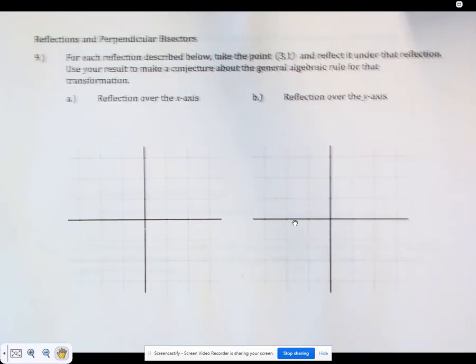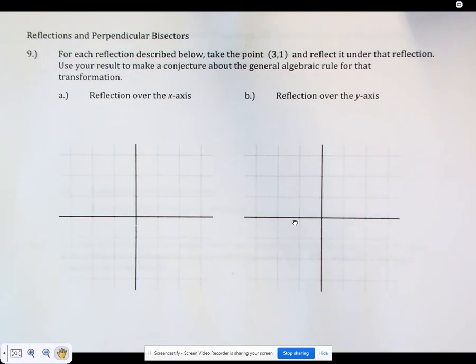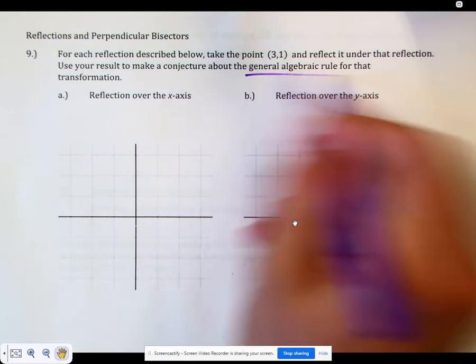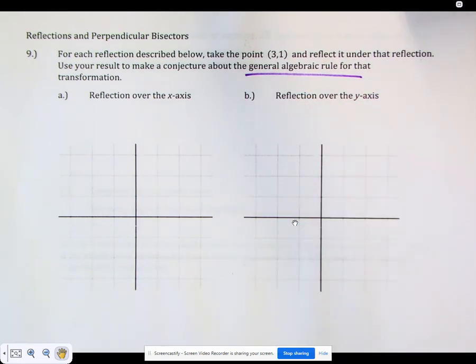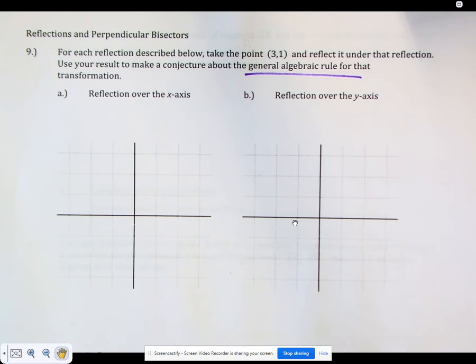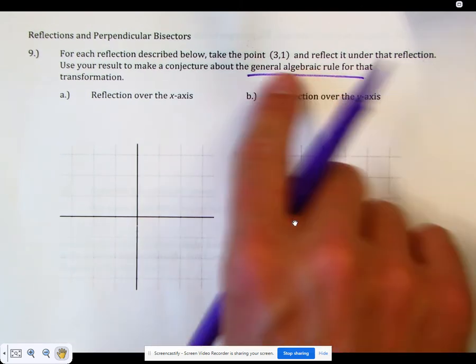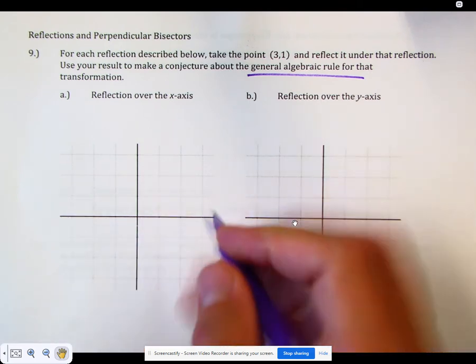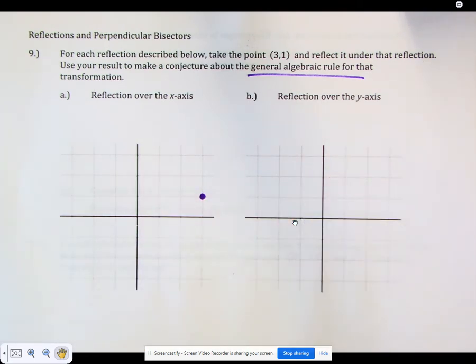Next is reflections and perpendicular bisectors. So number 9 says, for each reflection, take the point (3, 1) and reflect it under that reflection. And then make a conjecture about the general algebraic rule for that transformation. So it's a lot of jargon there, I guess, but all it means is take the point (3, 1). So on my xy axis here, I go over 3, up 1. That's my point. And it says reflect over the x-axis.